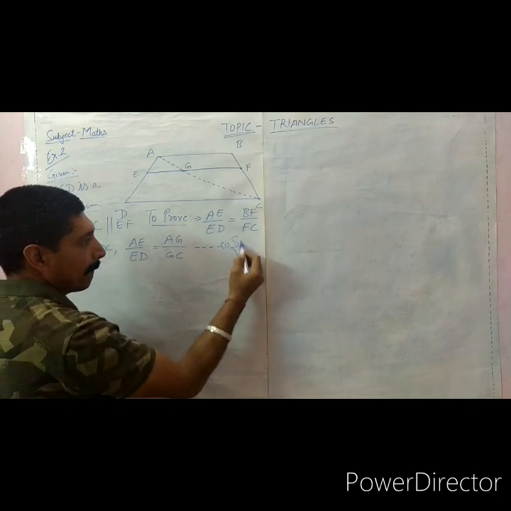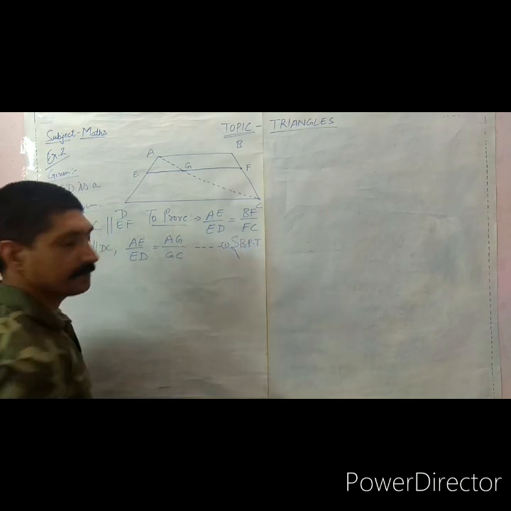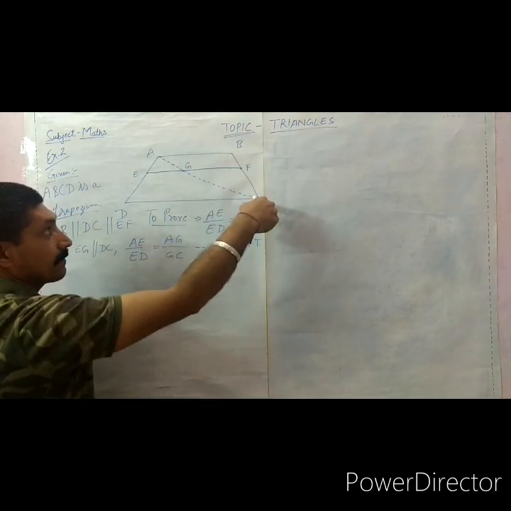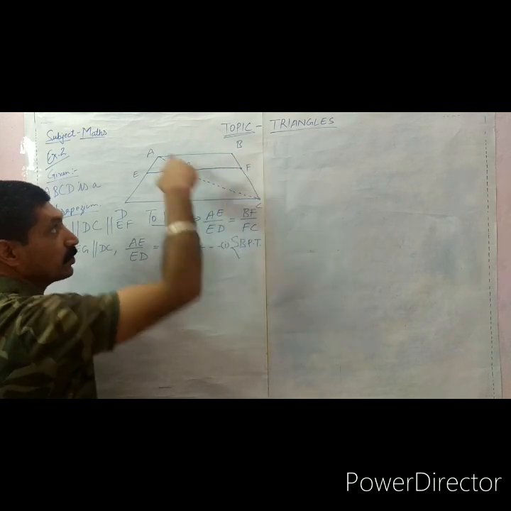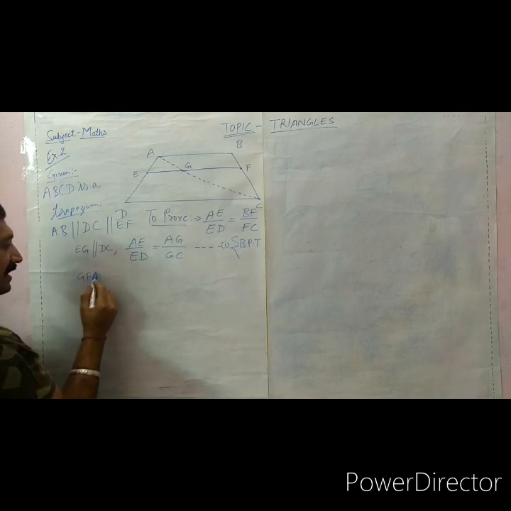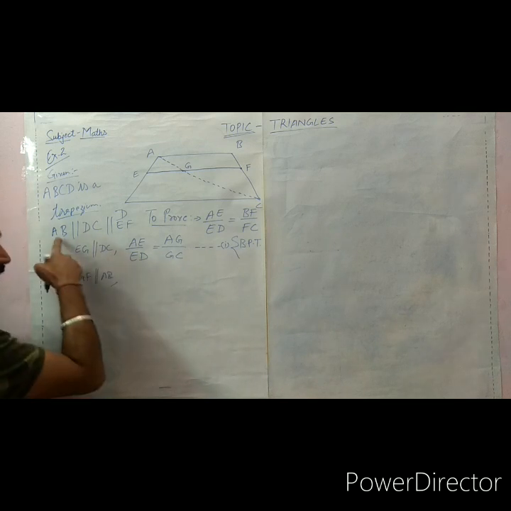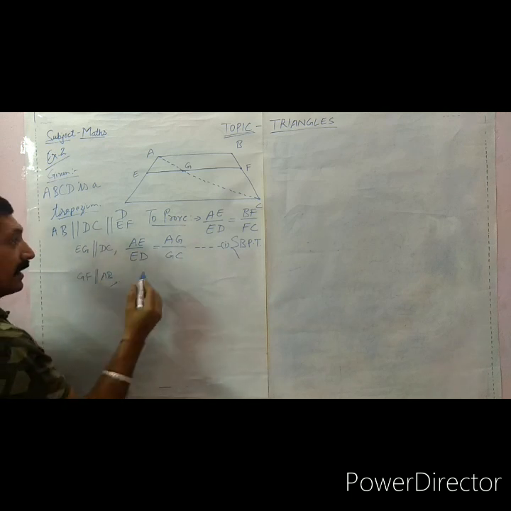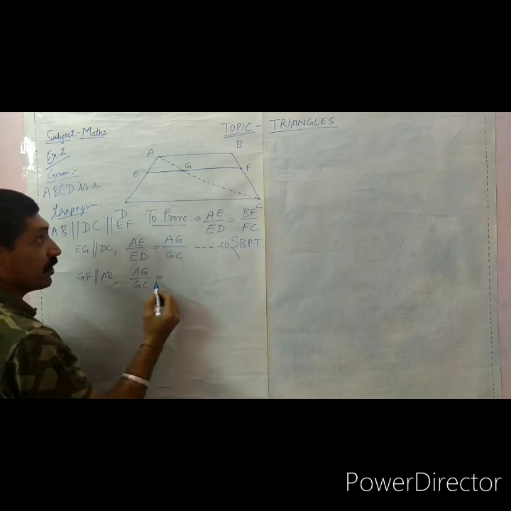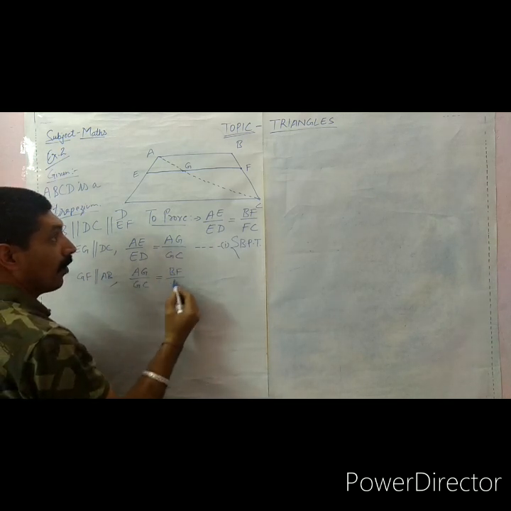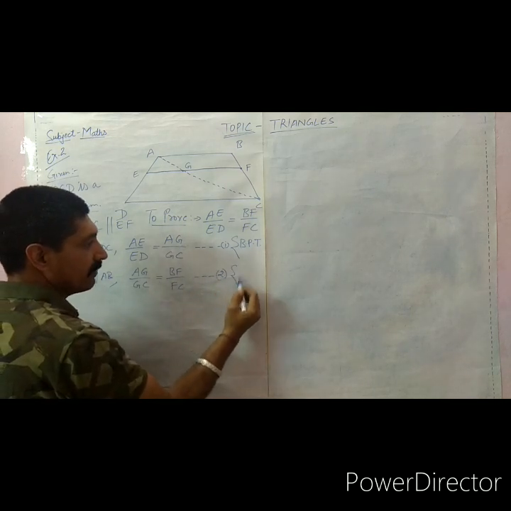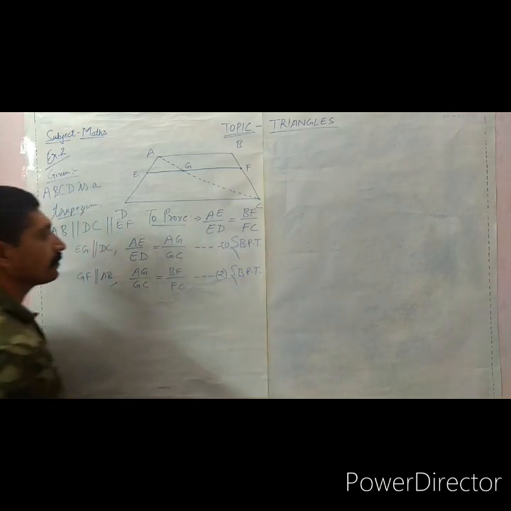And what is the logic here? The basic proportionality theorem says so. Now go ahead for triangle ABC. GF is parallel to AB, because it is given. So we have AG upon GC is equal to BF upon FC. Let this be equation number 2. Again the logic is the basic proportionality theorem.